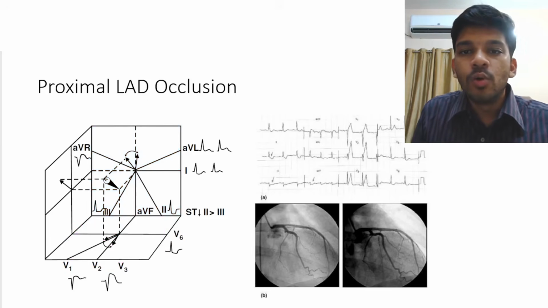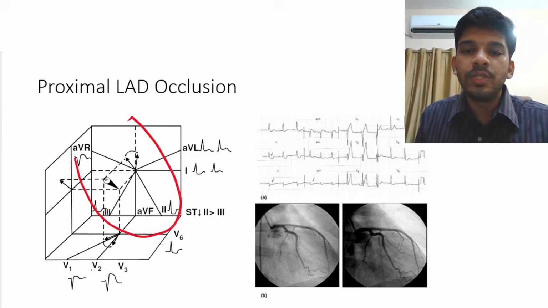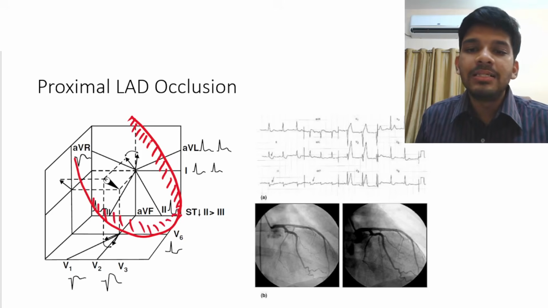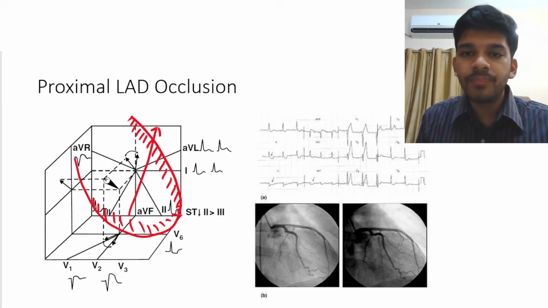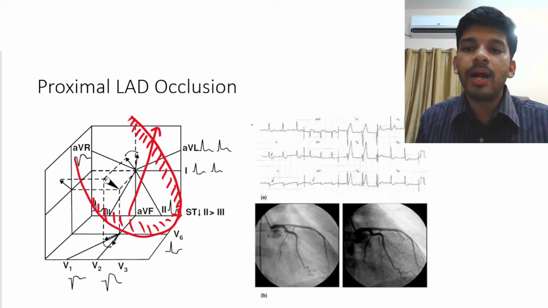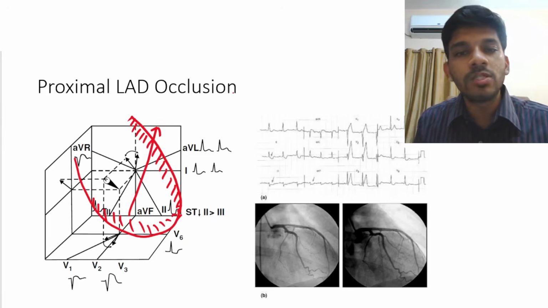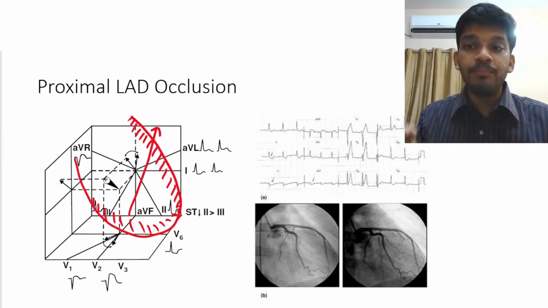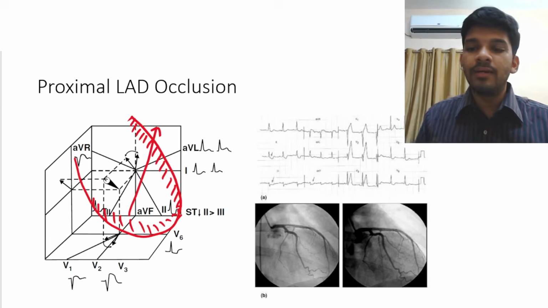So if you imagine this to be the left ventricle, as we discussed, the injured myocardium here is somewhat in this fashion. As a result, the injury vector is directed upwards. And because the septal branches are occluded, because it is proximal to S1, septal supply is affected. Remember the septum lies towards the right ventricle.